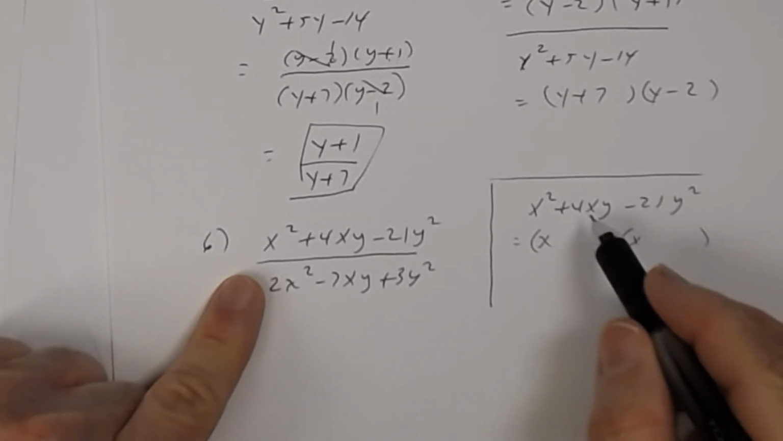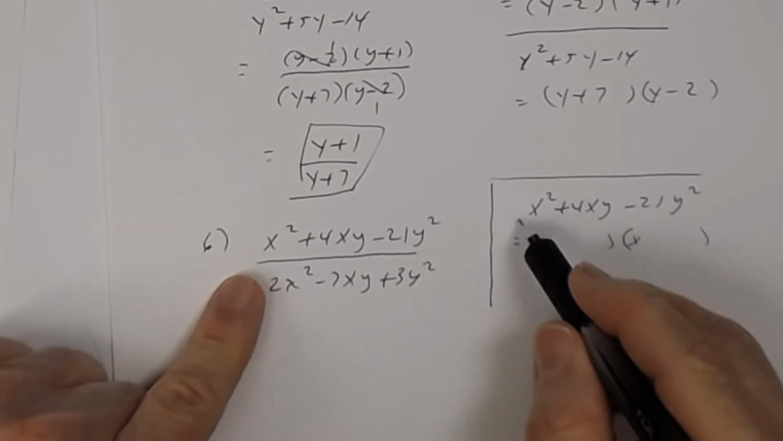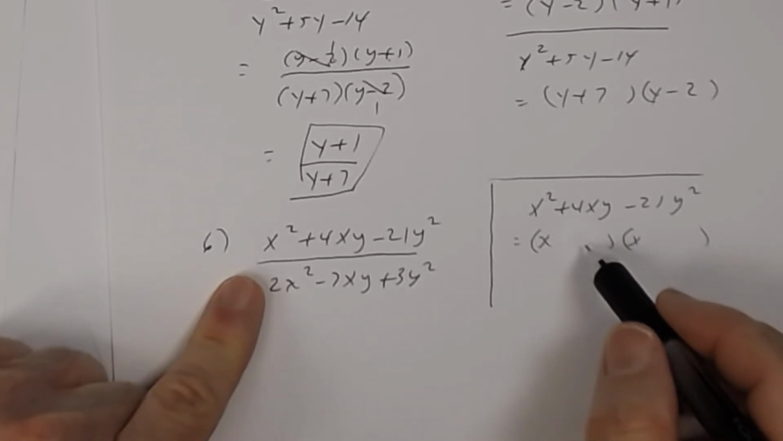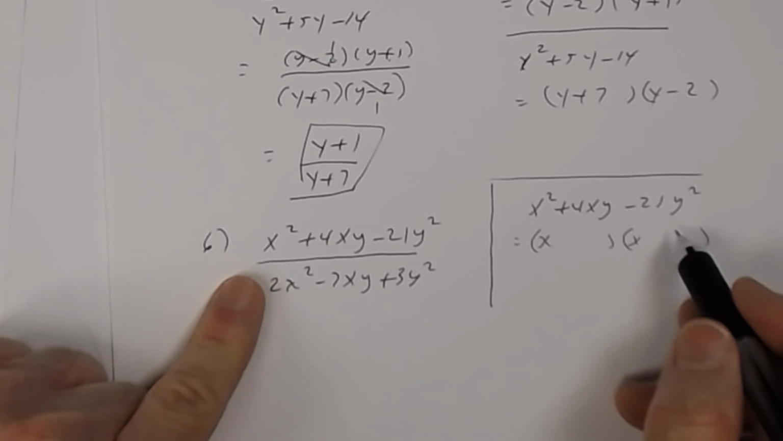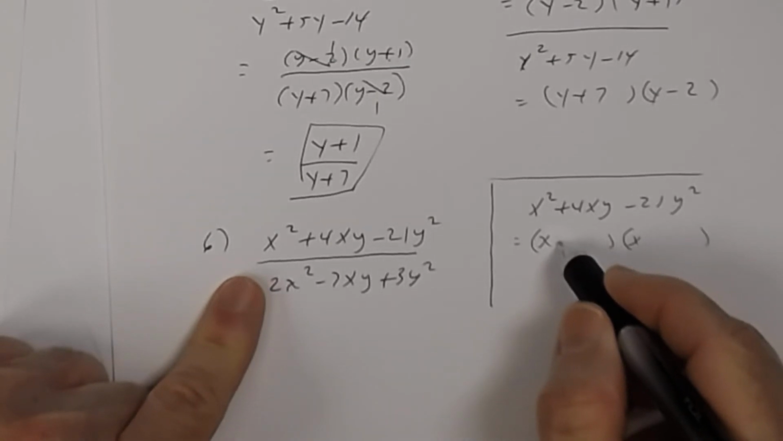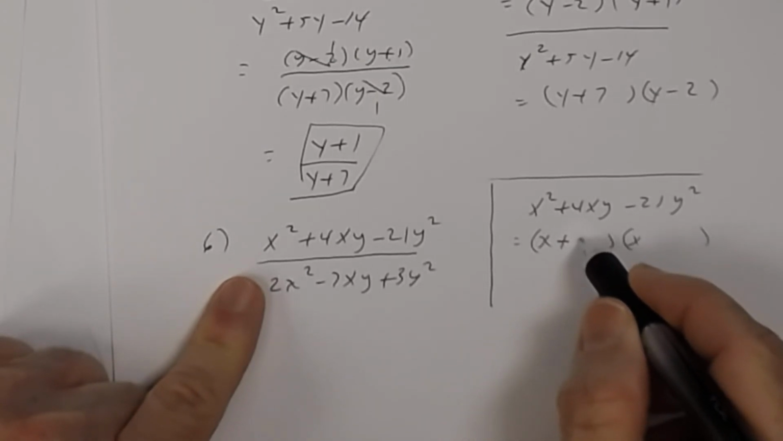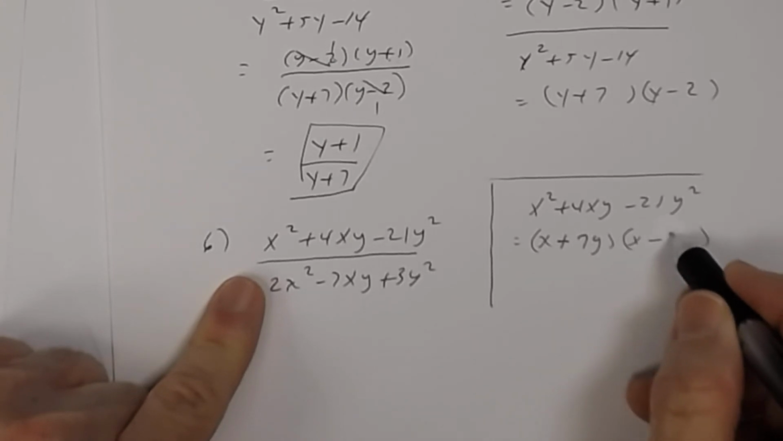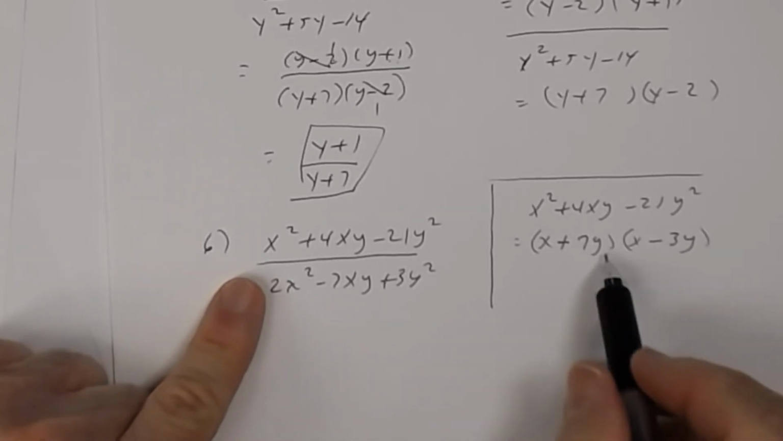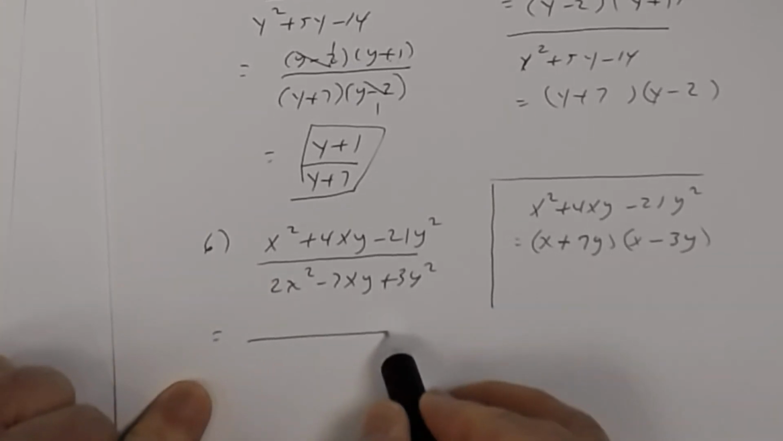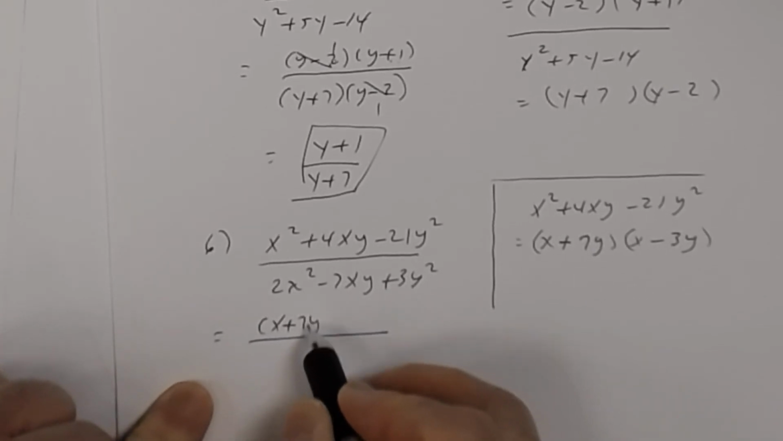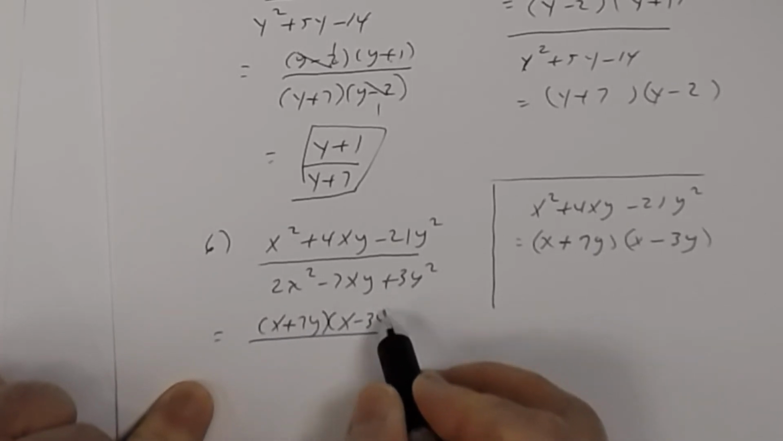So it looks like what's going to work. Let's see, 21, and I want the middle term to be 4. X squared has a coefficient of 1. That's the easy kind. It looks like it will be 7 and 3, and I need the 7 to be positive. So we're going to get x plus 7y, x minus 3y, and that's going to work. So that's your numerator, x plus 7y times x minus 3y.